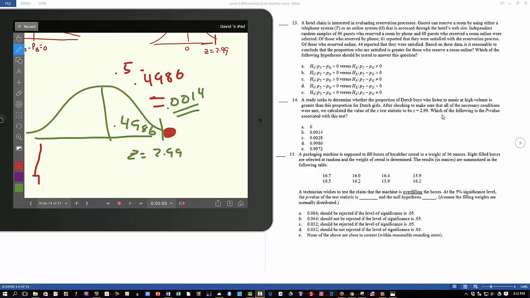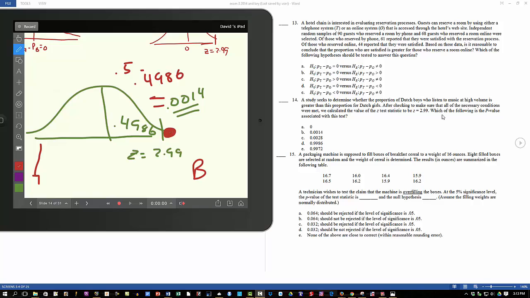So again, the answer to that one was B, 14B. Okay, so on 15, we've got a packaging machine here that's supposed to put 16 ounces in each box. We're going to have a sample size of 8, and here are our results. And we want to test the claim that the machine is overfilling the boxes.